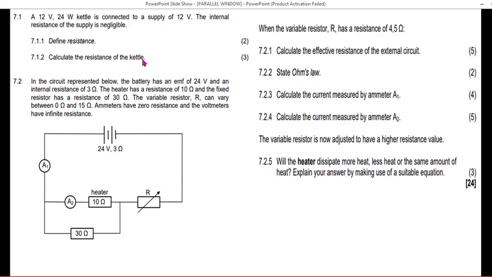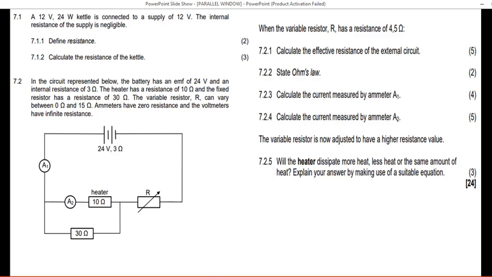So to do any calculation, we must first find what information we have about the kettle. We know that this kettle is rated 12 volts 24 watts. That means it operates on 12 volts, and its power is 24 watts, and it is connected to a source of 12 volts. That means it is operating on its voltage as indicated on the kettle. So we have information about the voltage and the power, and we have to calculate resistance.